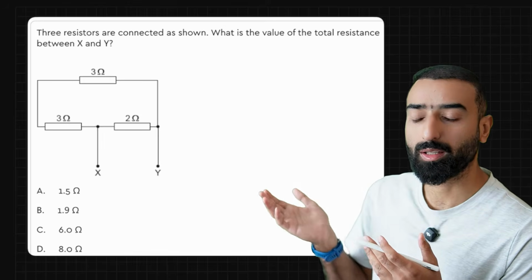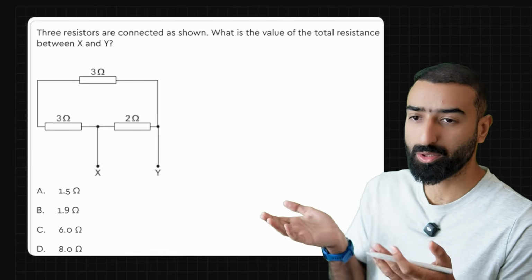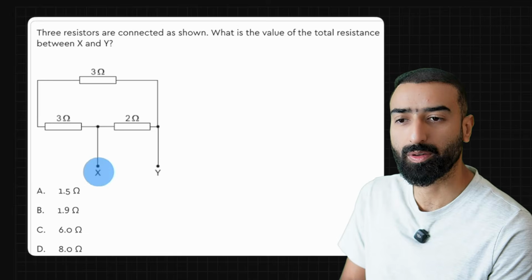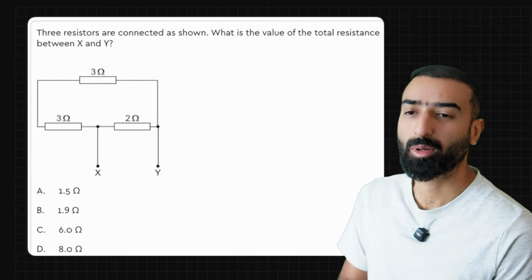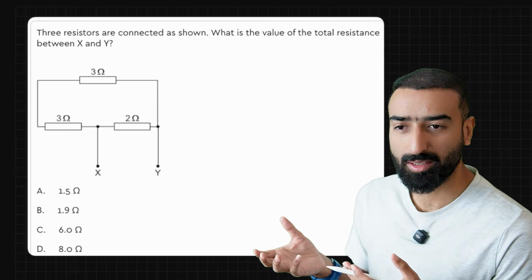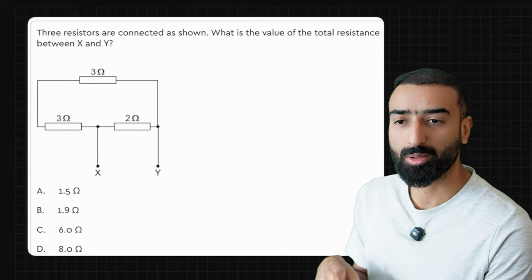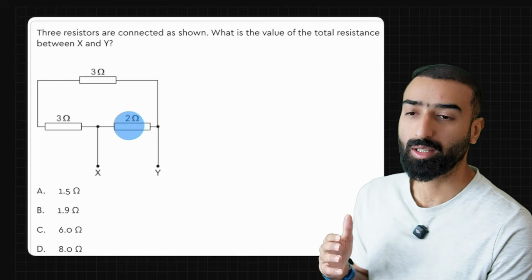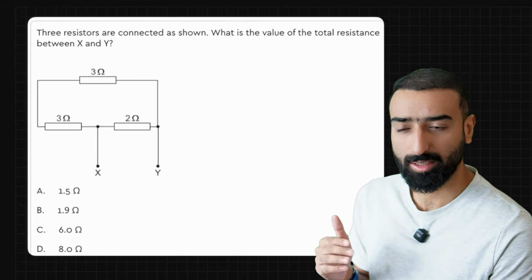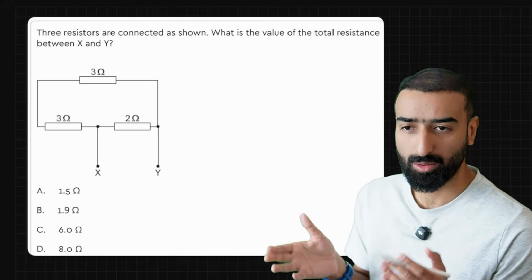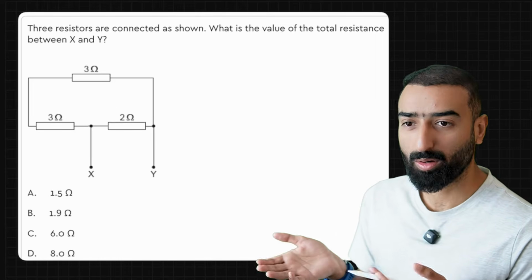There is so much we can learn from this problem. It appears to be a simple problem. We are supposed to find the resistance between X and Y. But I've seen so many students make mistakes and choose the answer to be 2 ohms. They think, well, 2 ohms is the resistance that's connected between X and Y, so we should go with 2 ohms. But that's a wrong answer.